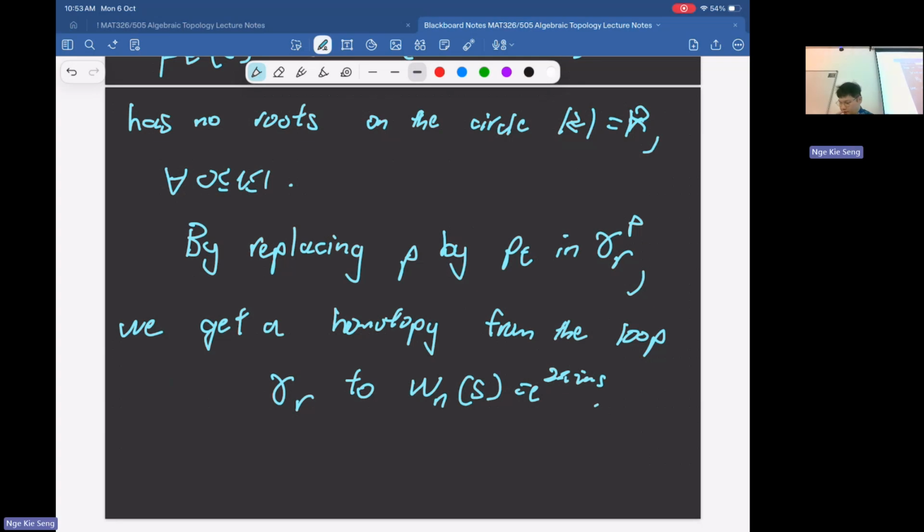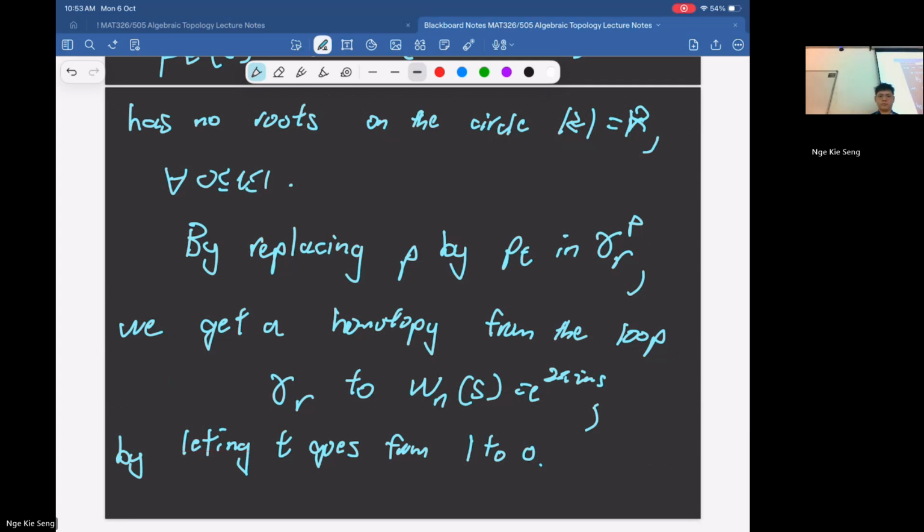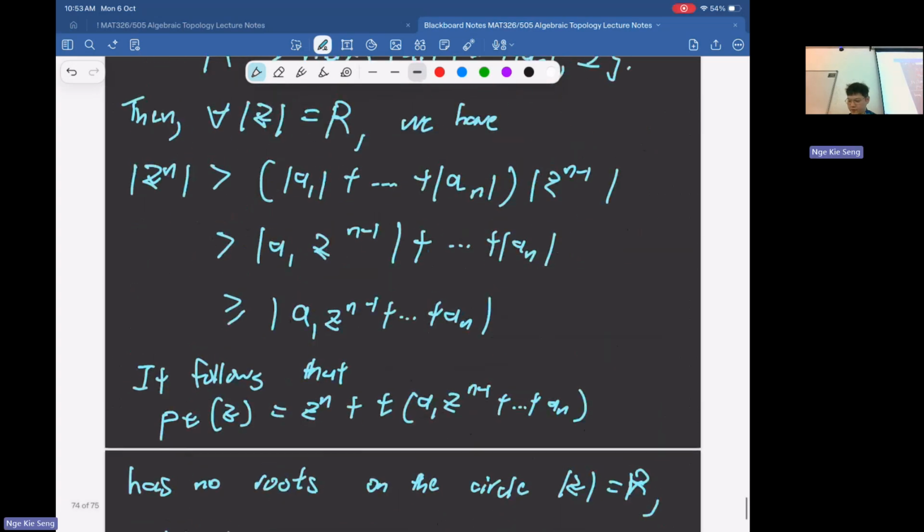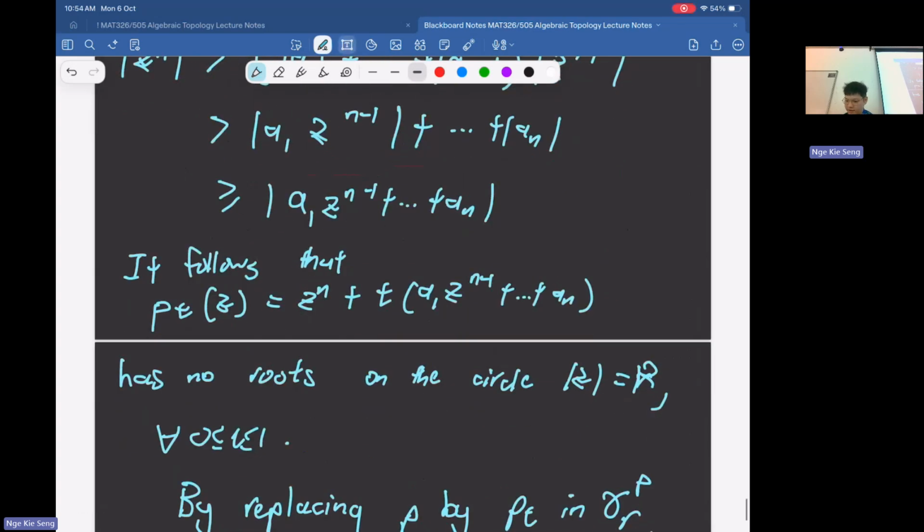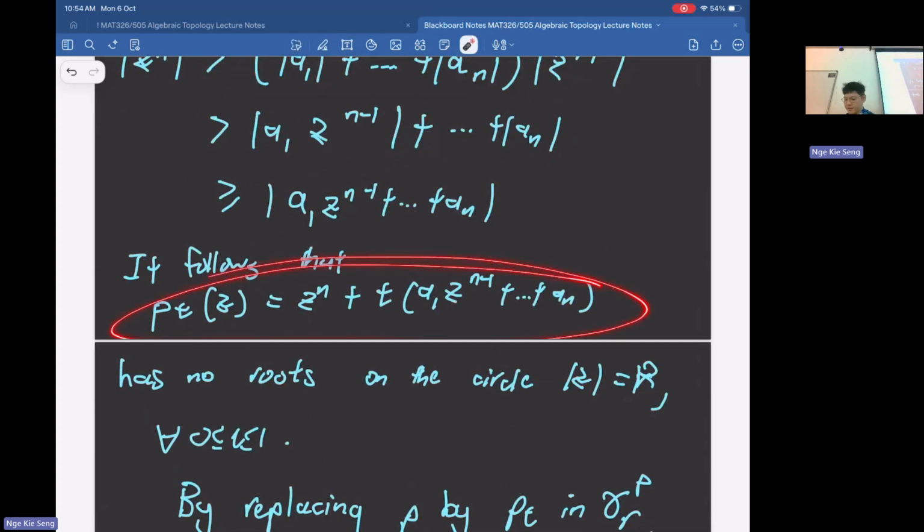So where's the homotopy here? We need to be a bit precise by letting t go from 1 to 0. You see why it is 1 to 0? Look at this P_t we defined here, a very special P_t. At 1 it is the usual polynomial, at 0 it is z^n. We should end soon. This is the Wn map.